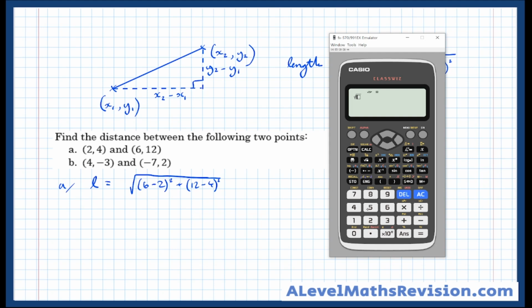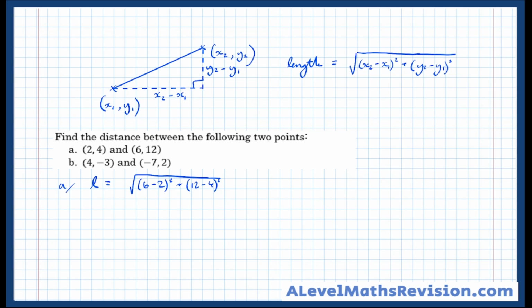So the square root of, bits of it you can do in your head, 6 minus 2 is 4. And 12 minus 4 is 8 squared, equals 4 root 5 in that case. The distance between those 2 points is 4 root 5. Part B. And the only extension here is it uses negative numbers.